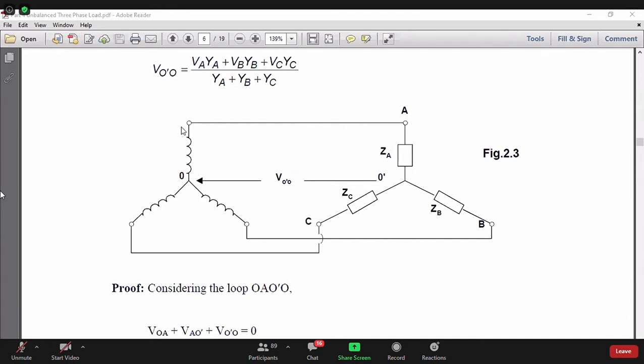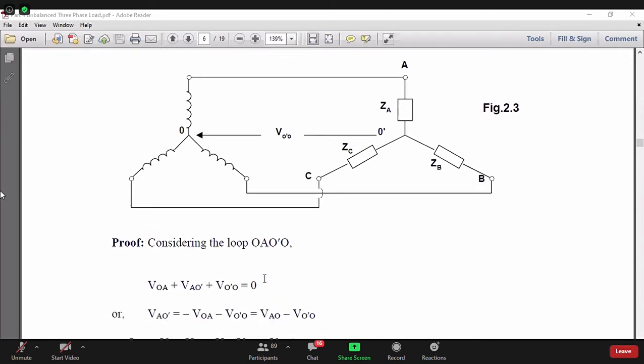This is the source voltage. Then A to O prime, this is the load phase voltage. So source phase voltage plus load phase voltage here, plus this neutral shift, that has to be zero, because Kirchhoff's voltage law has to be valid. You cannot violate it. So this is the Kirchhoff's voltage law.